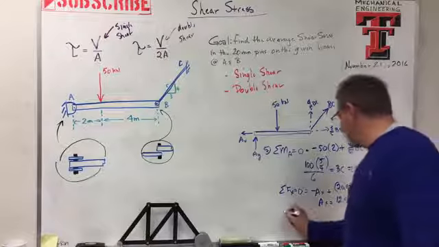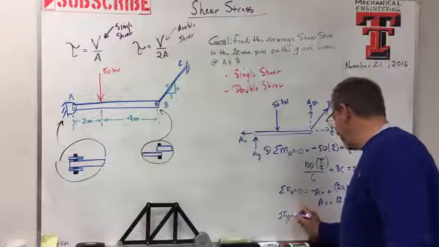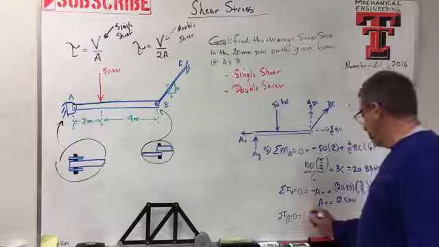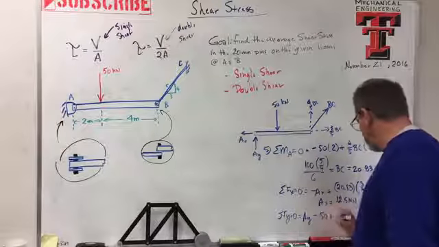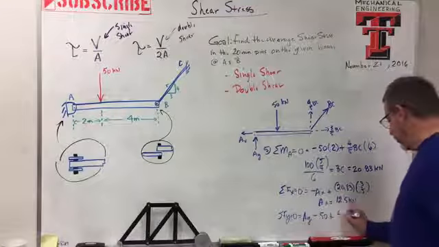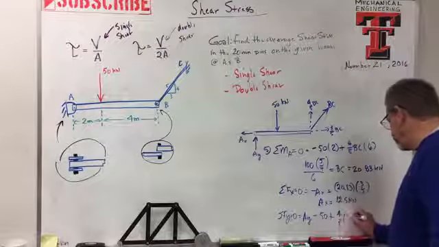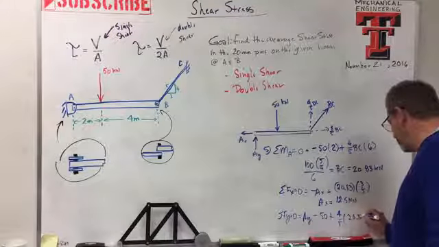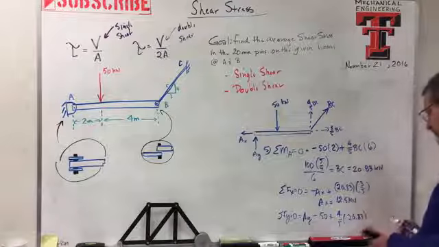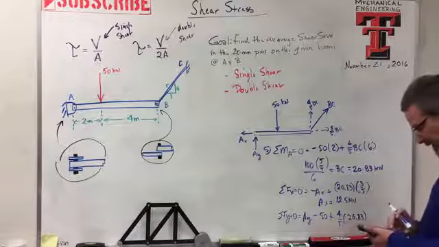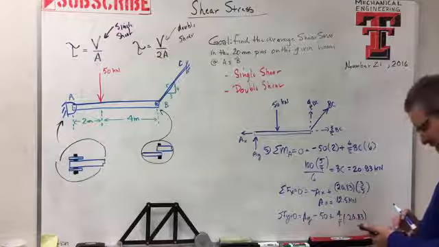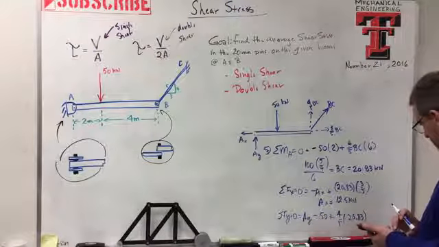And then finally, the sum of the forces in the Y is what? AY minus 50 plus 4/5 of 20.83. So let's see. AY equals 50 minus what?